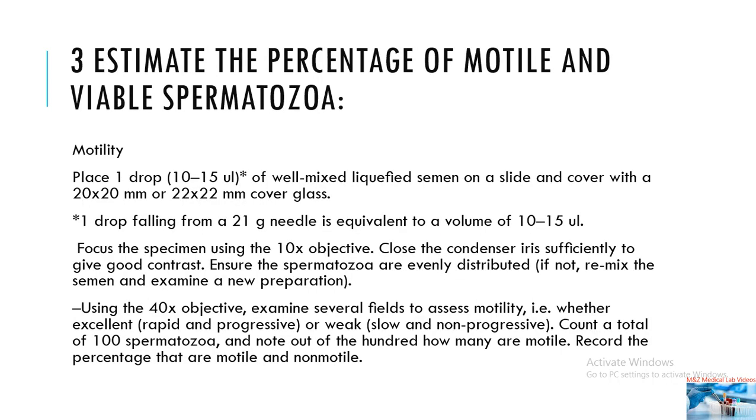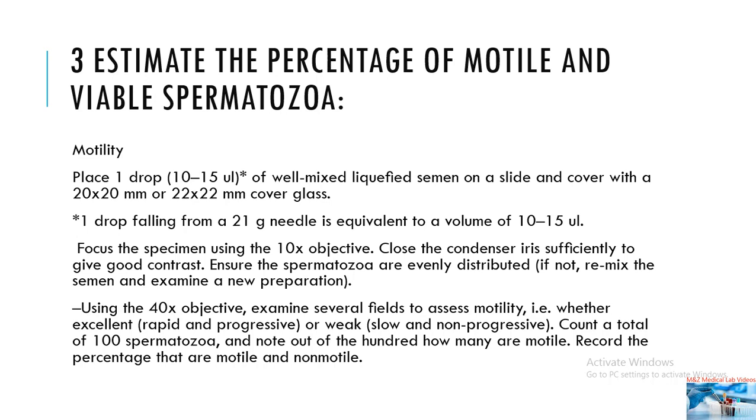Estimate the percentage of motile and viable spermatozoa. For motility, place one drop that contains 10 to 15 microliter of well-mixed liquefied semen on a slide and cover with a 20 x 20 mm or 22 x 22 mm cover glass. One drop falling from a 21-gauge needle is equivalent to a volume of 10 to 15 microliter.